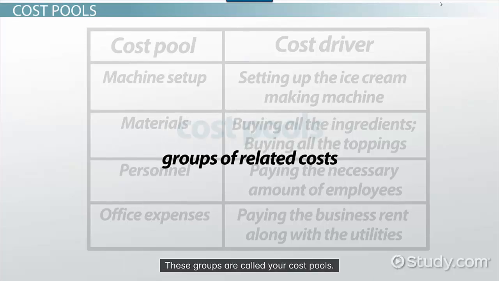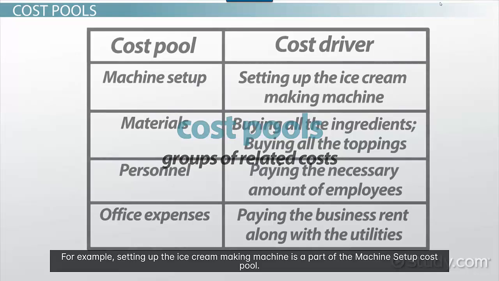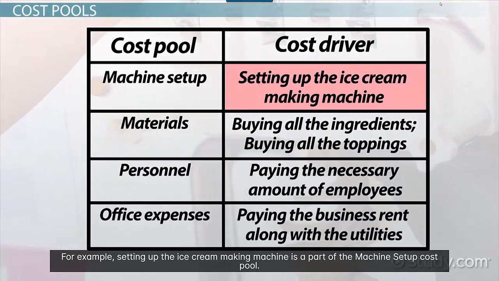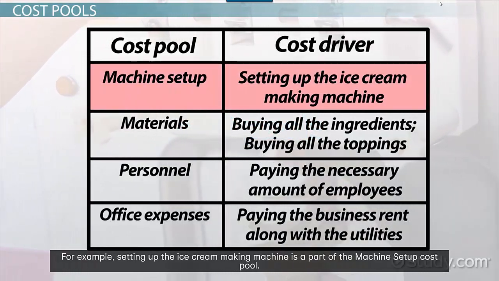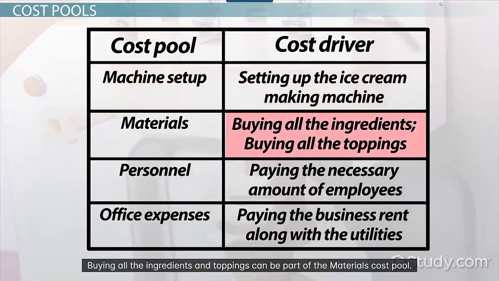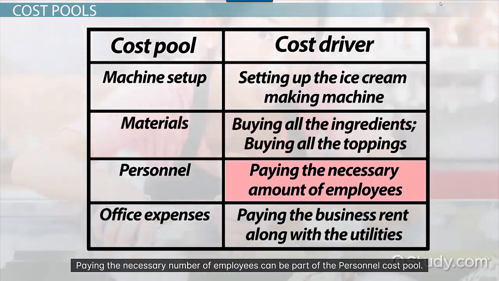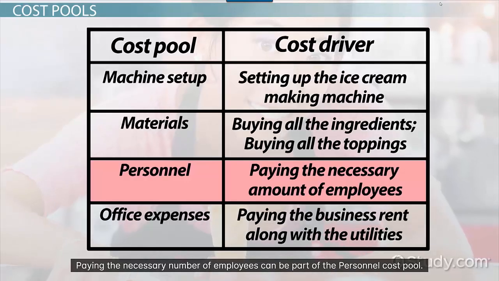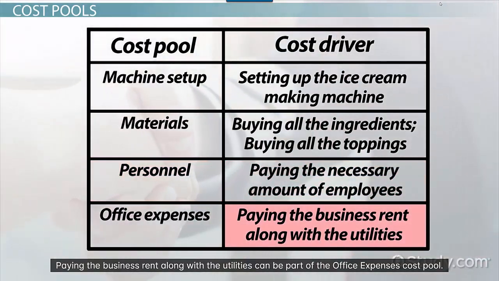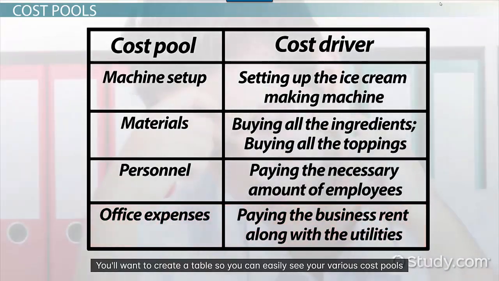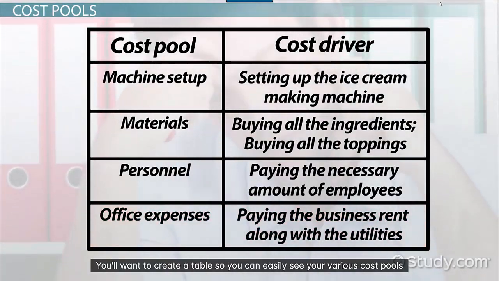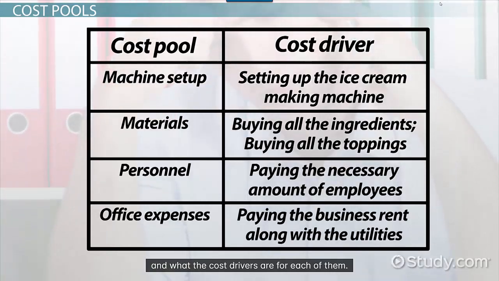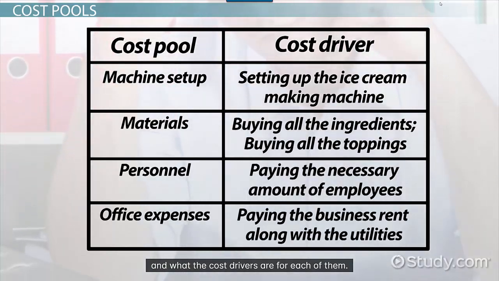These groups are called your cost pools. For example, setting up the ice cream making machine is a part of the machine setup cost pool. Buying all the ingredients and toppings can be part of the materials cost pool. Paying the necessary number of employees can be part of the personnel cost pool. Paying the business rent along with the utilities can be part of the office expenses cost pool. You'll want to create a table so you can easily see your various cost pools and what the cost drivers are for each of them.